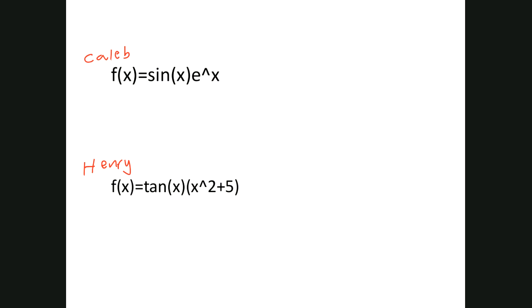All right. So let's see here. Henry: secant, tangent, x squared plus 5 times tangent x, 2x. All right, I agree with you. You guys definitely know the product rule. You definitely know your trig functions. Very nice.